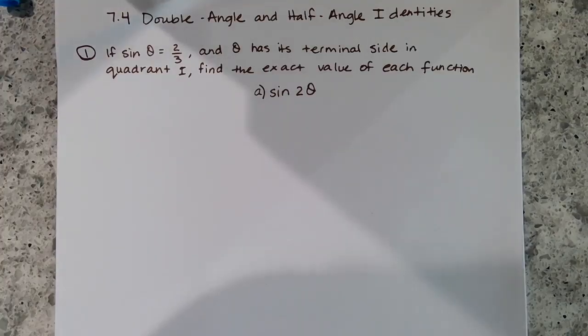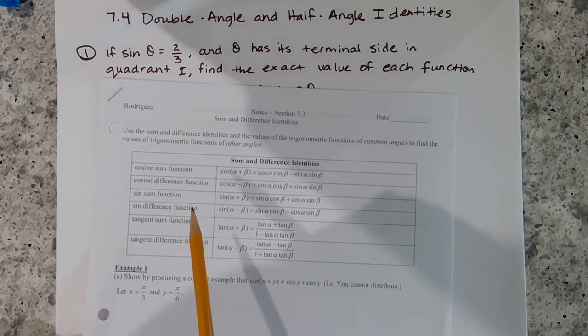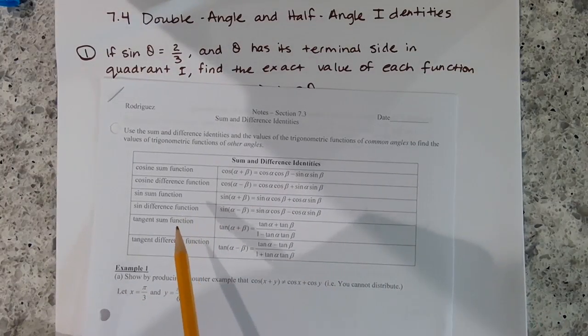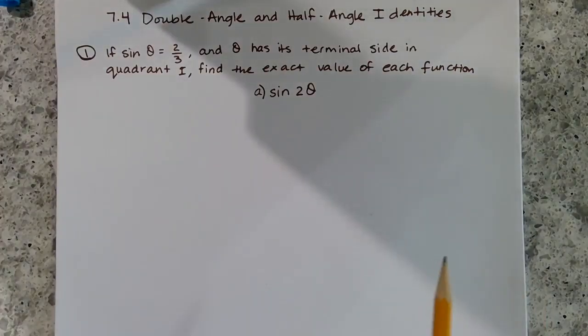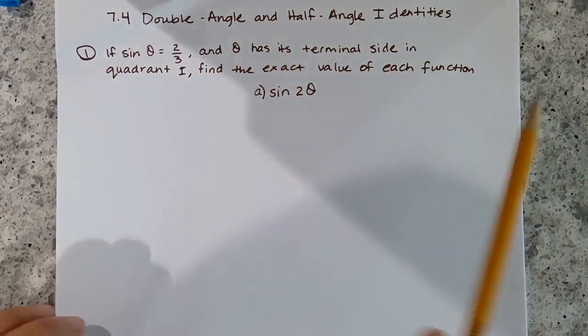Hi class. So this is our first notes that we're going to do. If you remember last class, we did sum and differences. So today what we're doing is double angle and half angle formulas.